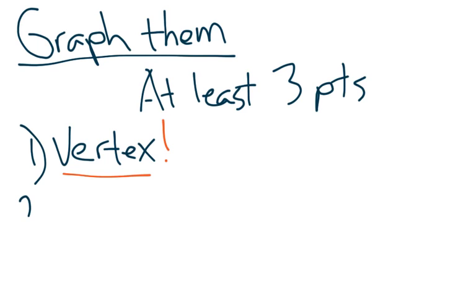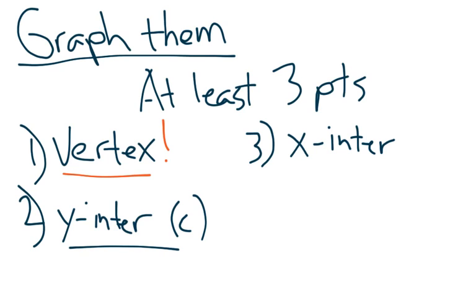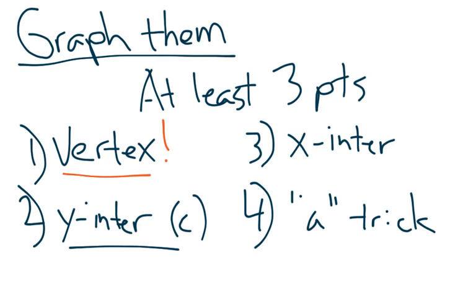Now, ideally, the more points we have, the better picture we'll have of what this graph looks like. So, after the vertex, we could use the y-intercept. And that's just whatever c happens to be, if it's in standard form. I'll show you how to find the y-intercept if you are in vertex form. You could also use the x-intercepts if they're there, but they're not always there. Keep in mind, once you also have the y-intercept, you could use the axis of symmetry to find a point on the other side of the parabola. That's fair game. And then the fourth way we can find more points is what I'm going to call the A trick. And I'll show you what that looks like when we're crunching some numbers here in a second.